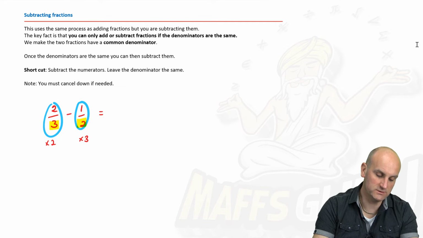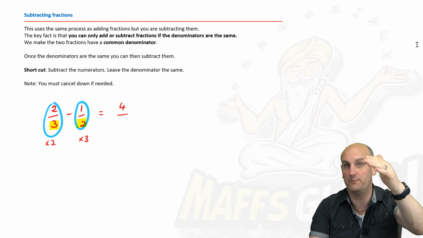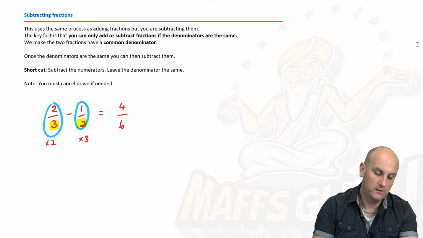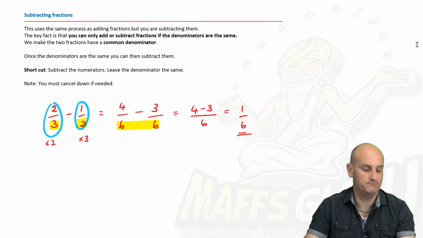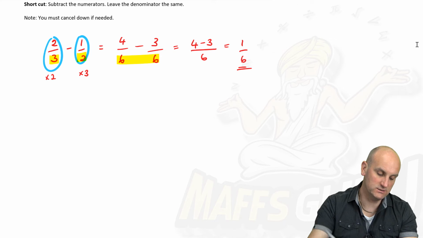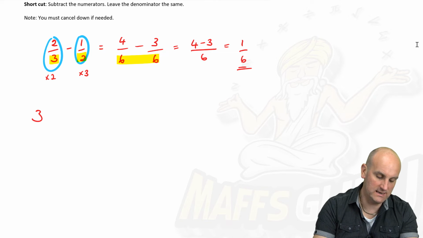So 2 times 2 is 4. Remember, you have to times the top and the bottom. Times by 6. 3 times 1 is 3 because I'm multiplying this top number by 3, divided by 2 times 3, which is 6. Oh, my denominators are the same. They are. I'm in heaven. So that becomes 4 minus 3 all on 6, which becomes 1 on 6. Can that be cancelled down? Nope. Let's just do a mixed one. Let's do 3 and 1/2 minus 2 and 1/4.